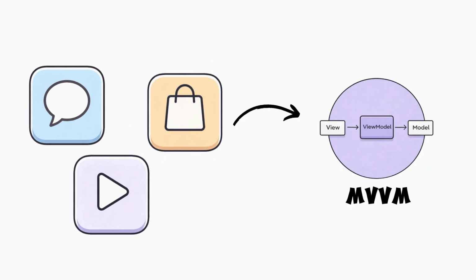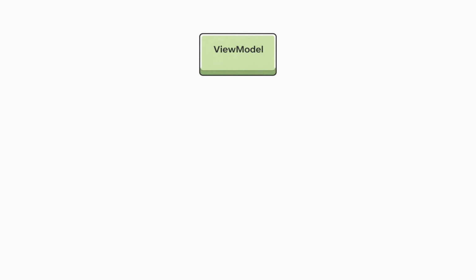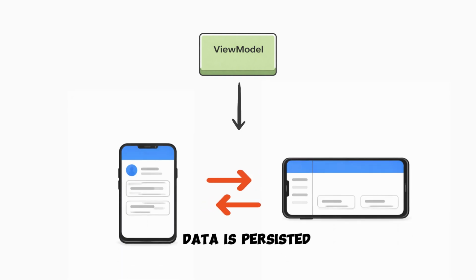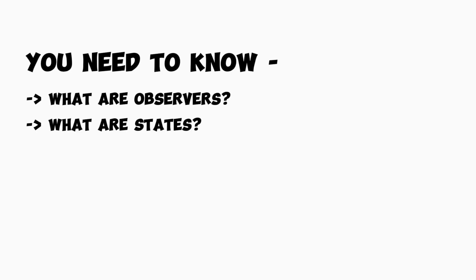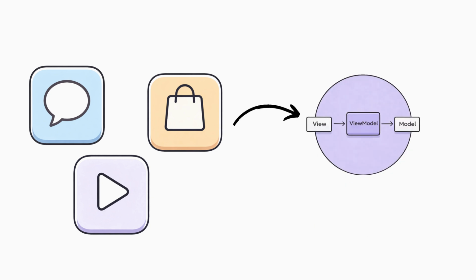Most modern Android apps use MVVM. Why? View models survive screen rotations. Testing gets easier. The learning curve is steeper. You need to understand observers and state. But for most apps, MVVM is the sweet spot.